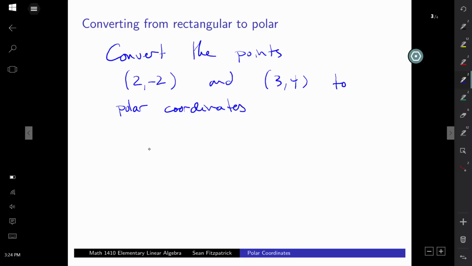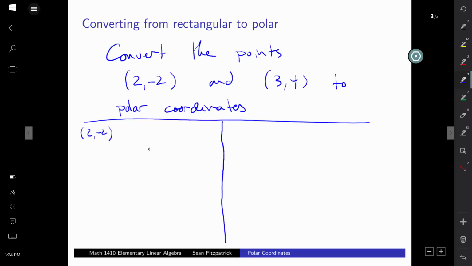Alright, so let's say we want to convert these 2 points. Let's deal with 2, minus 2 first. Here, maybe it helps to draw a little picture. Let's just stick it down here in the corner. So x is equal to 2, y is equal to minus 2, so we're down here in the fourth quadrant, like so.